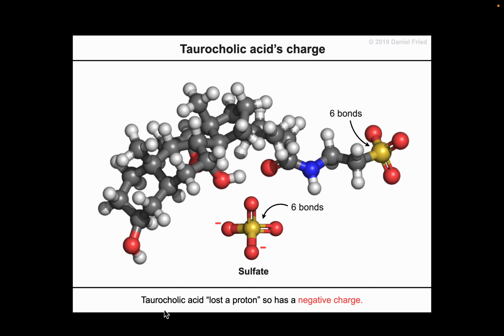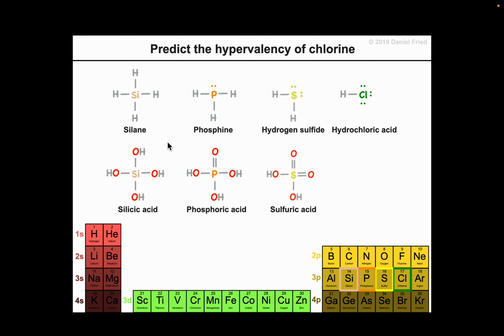Perchloric acid charge. Perchloric acid also loses a proton, so it has a negative charge. Predict the hypervalency of chlorine. Now I'm going to give you a few moments to ponder this. Feel free to pause the video.